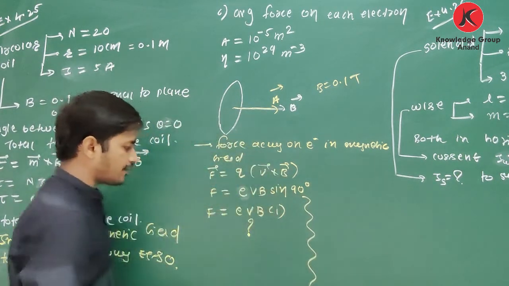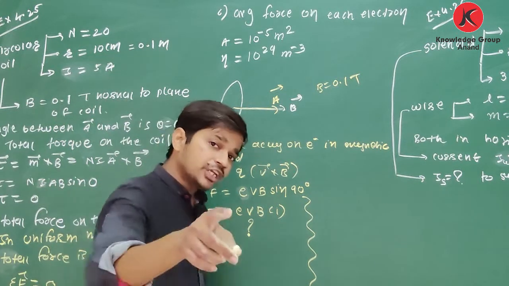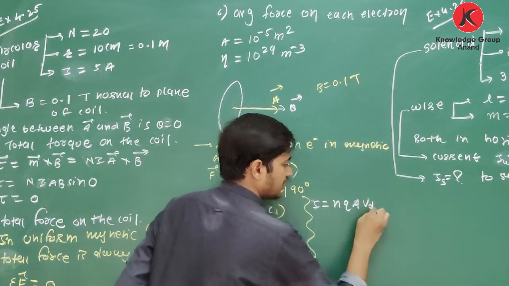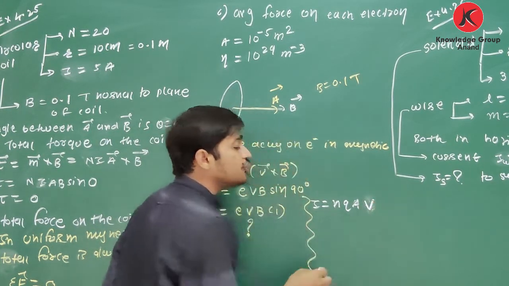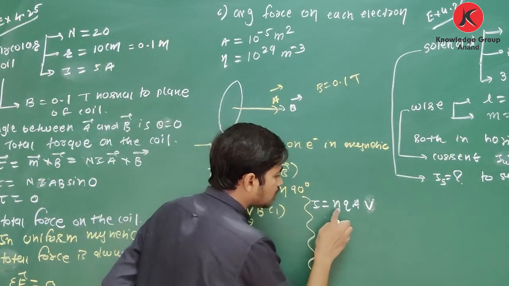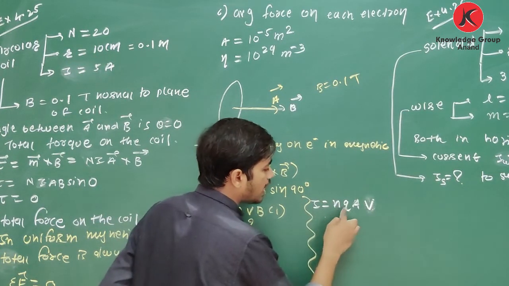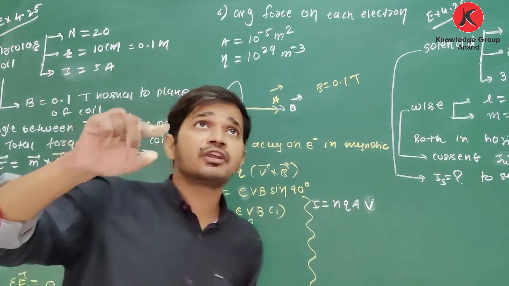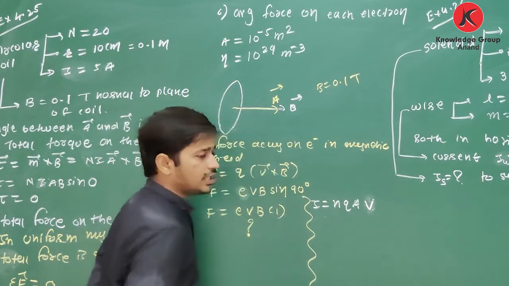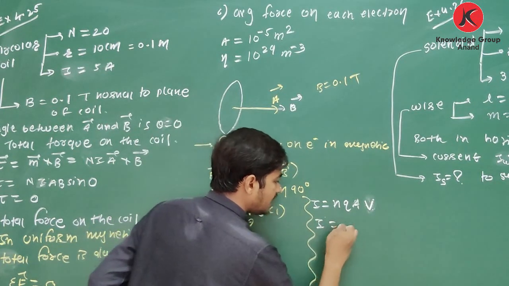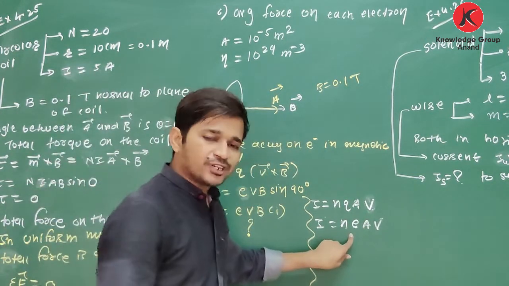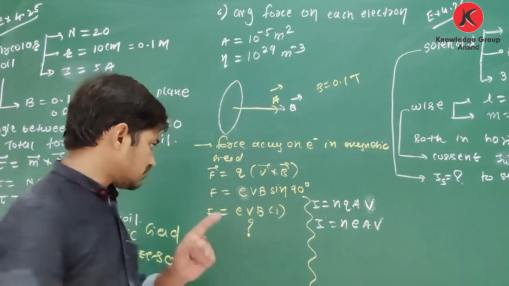See here, you know one equation from chapter 3. Remember, I is equal to N Q A V, where V is the drift velocity. This is the relation between drift velocity and current density. So I is equal to N Q A V. I can also write this equation as I is equal to N E A V. Why E? Because an electron is flowing and the charge of an electron is the fundamental charge 1.6 into 10 to minus 19.